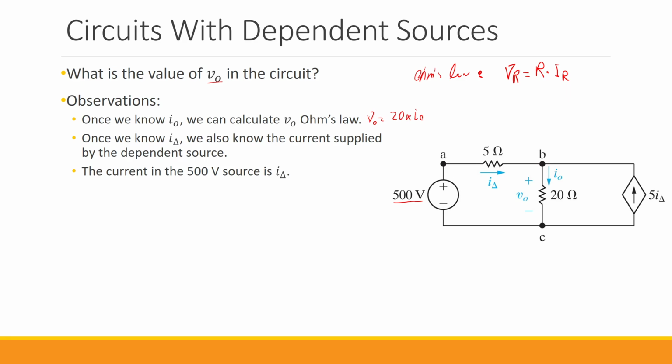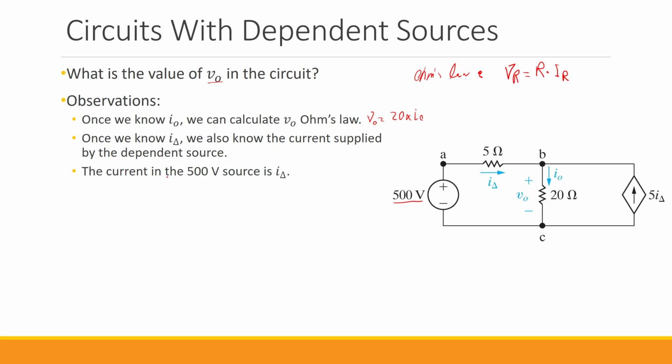So that means that out of the two variables that are unknown for this resistor, we only need to use one of them. So here we chose to use IO to find it. The other observation that we have is that once we know I delta, we also know the current supplied by the dependent source, because the dependent source current is 5 times I delta. So if we know I delta, we basically know 5 times I delta too.